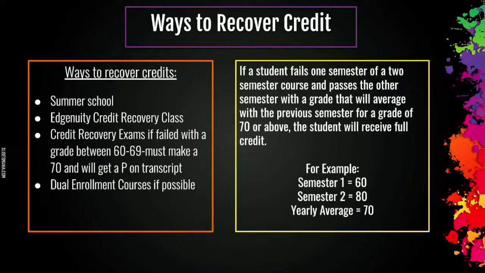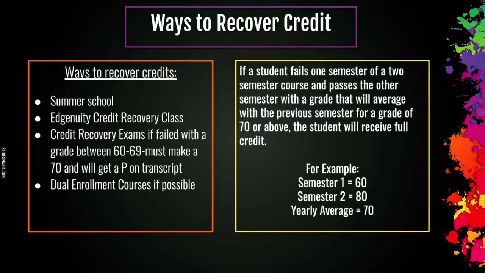So let's say for that unfortunate reason, your student does not earn the credit. There are ways to recover. Some ways to recover credit would be summer school, Edgenuity, which is a class that we have here on campus, and credit recovery exams. Your student can take a credit recovery exam if they fail with a score of 60 through 69. If they pass that credit recovery exam, they will earn a P on their transcript, and that P does not correlate with any GPA points. And there are dual enrollment courses that students can take as well in order to recover credit.